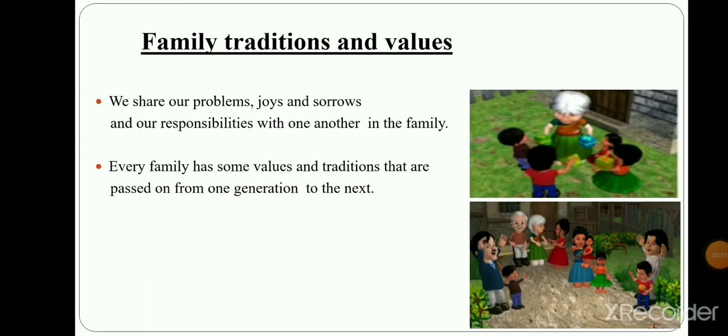Every child receives care, attention, and protection from his or her family. We share our problems, joy, and sorrow with one another in the family. Every family has some values and traditions that are passed on from one generation to the next. We all follow the customs and traditions associated with our family. Staying in the family teaches us the importance of peace. Good family values make children responsible citizens of the country.